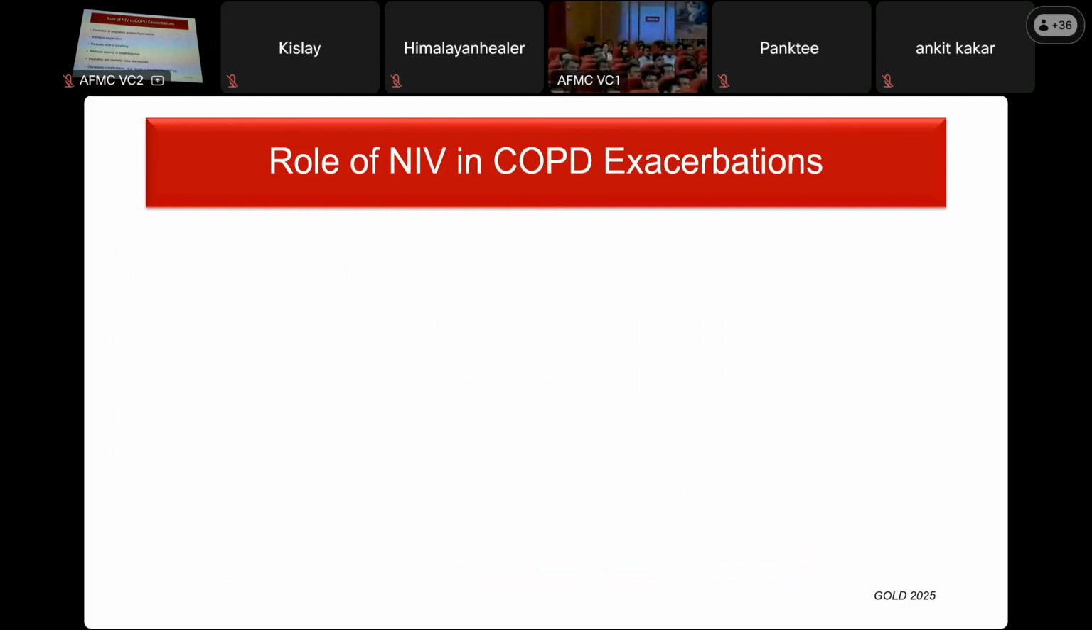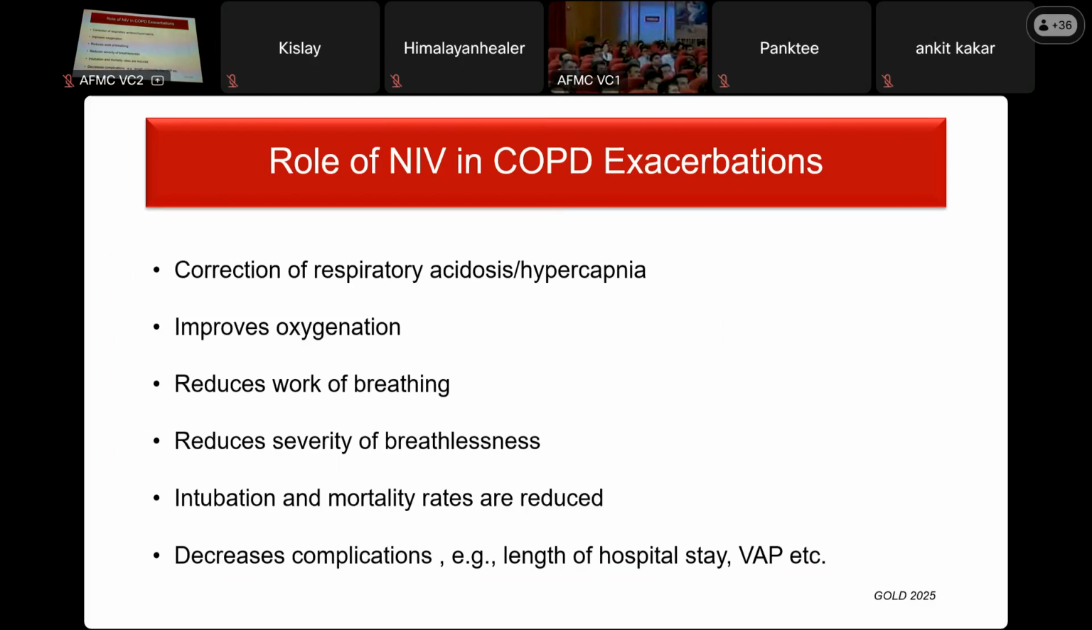So NIV basically is used for correction of respiratory acidosis and hypercapnia. It improves oxygenation, it reduces the work of breathing, it reduces the severity of breathlessness, and it reduces the rates of intubation and mortality as well, and decreases complications.